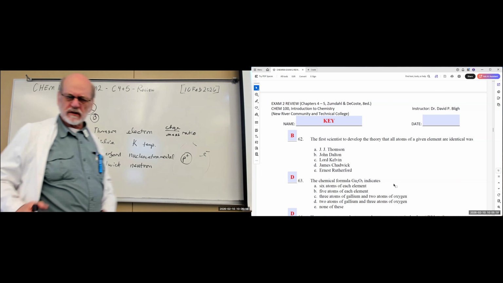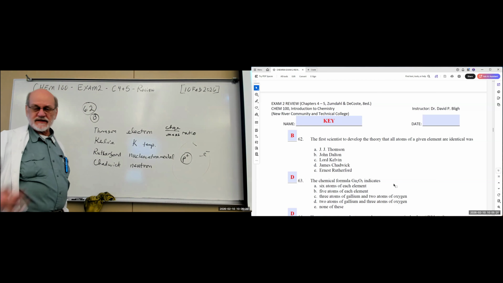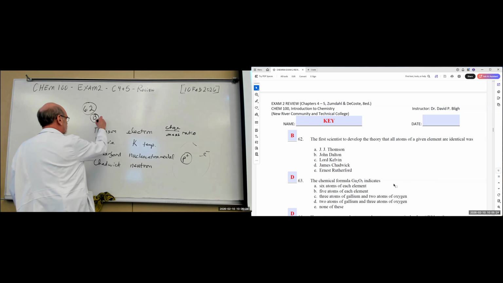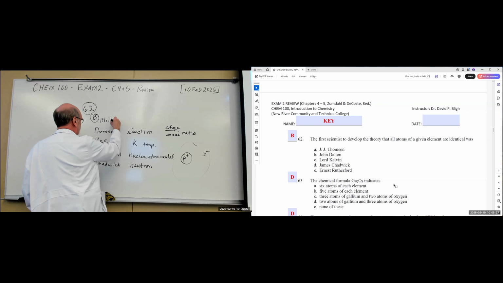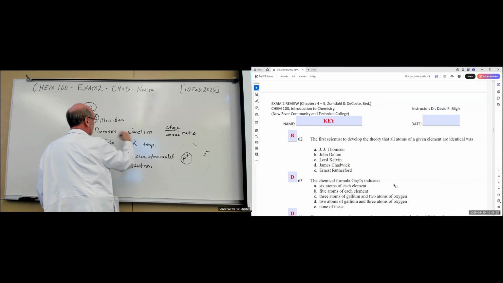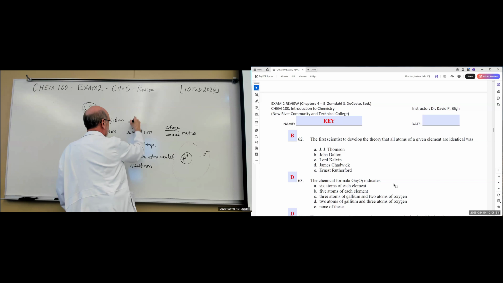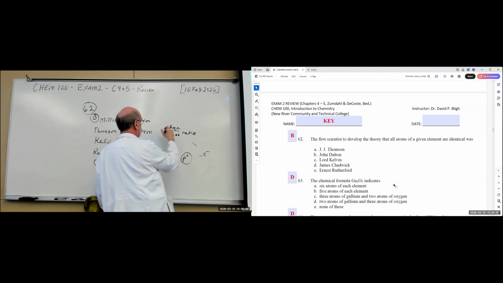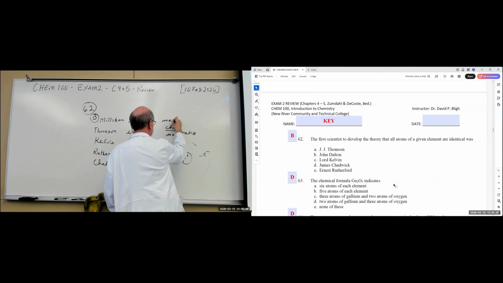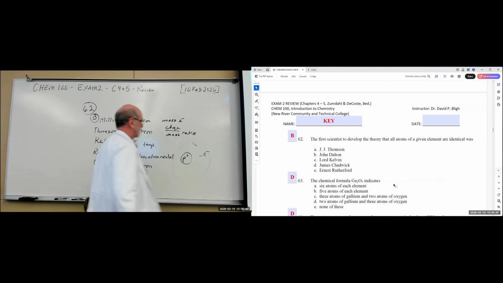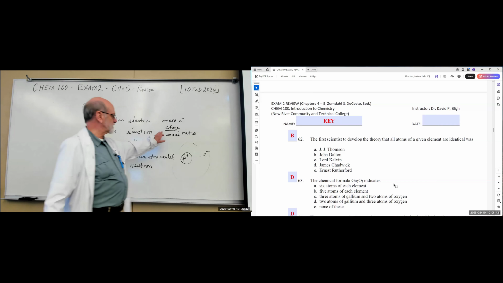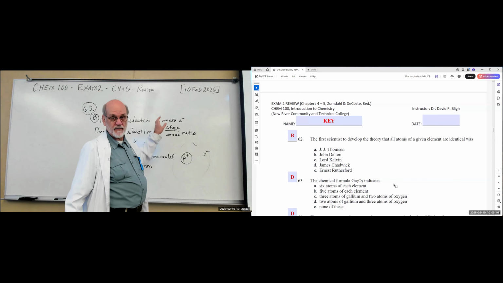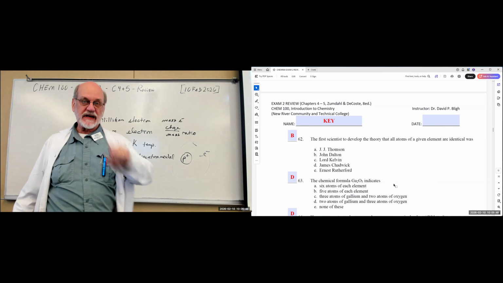Now, one that's left out of most discussions is Millikan. He worked with the electron. He did other stuff too, but he worked with the electron and he actually determined the mass of an electron. See, Thomson only did the charge to mass ratio. Millikan took it the next step and actually found out what is the mass of an electron.